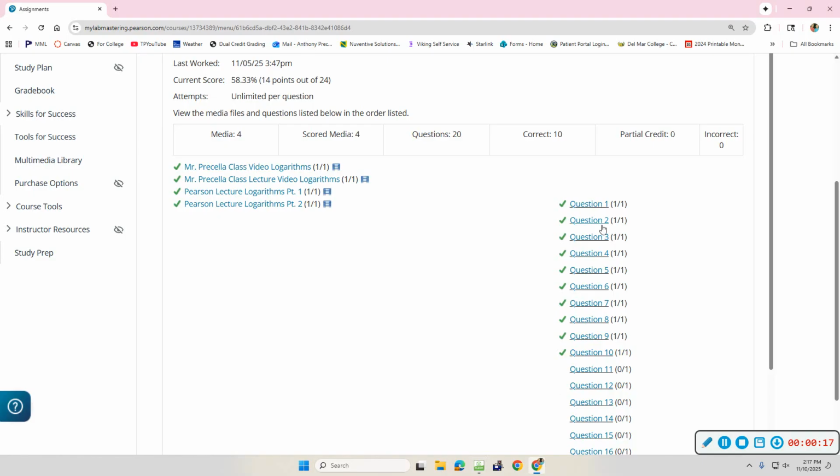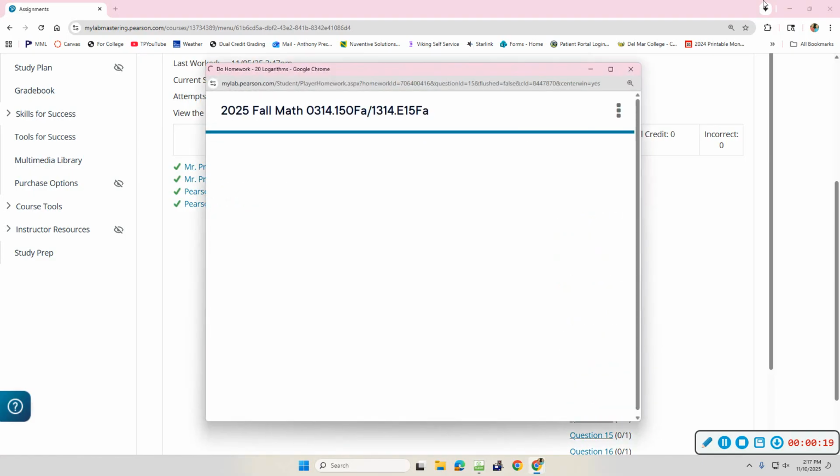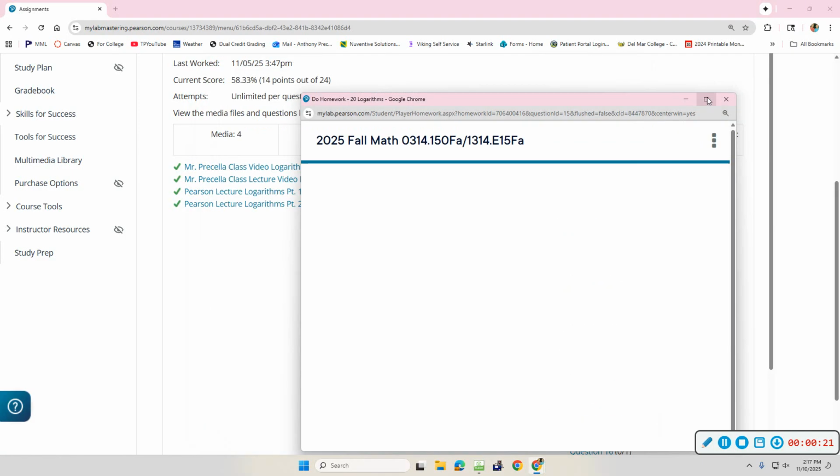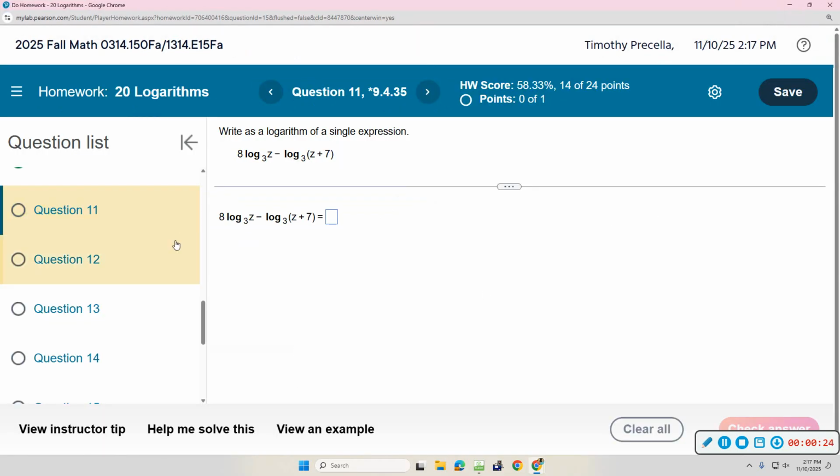11. Let's see, where is it? Okay, right. It's a single logarithm. That's another way of saying condense. That's what condense means: taking multiple logarithms and writing them as a single logarithm. Log base 3 of z minus log base 3 of z plus 7.